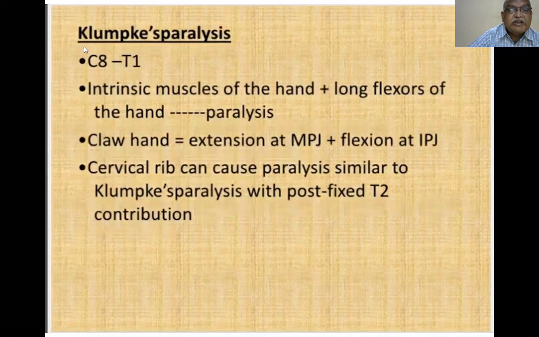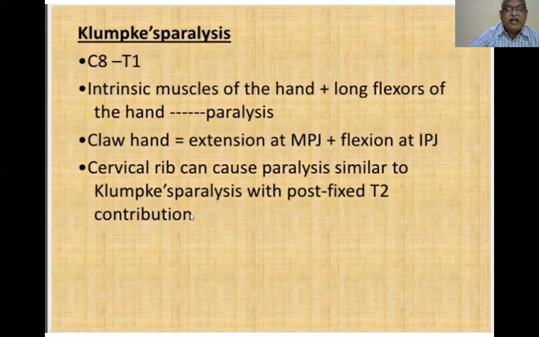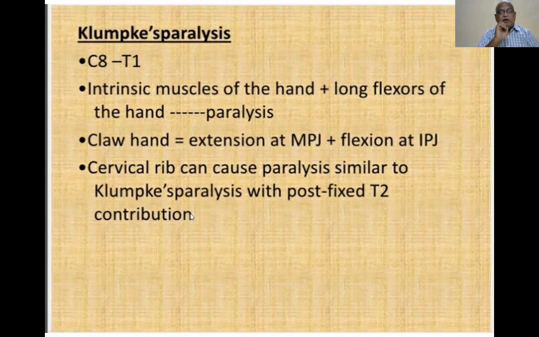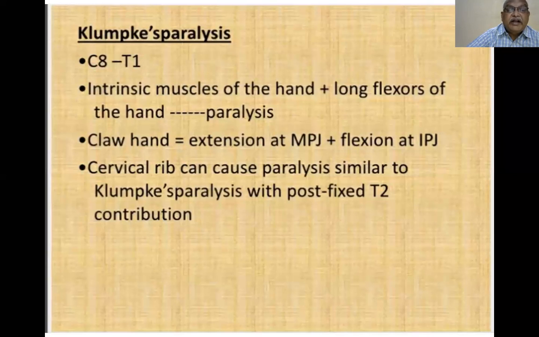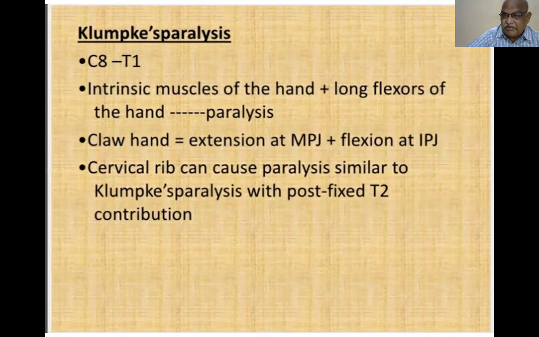Now Klumpke's paralysis, C8 and T1. Intrinsic muscles of the hand and long flexors of the hand are paralyzed, with hyperextension at the metacarpophalangeal joint and flexion at the interphalangeal joint. A cervical rib can cause paralysis similar to Klumpke's paralysis, with post-fixed T2 contribution. So Klumpke's paralysis involves the lower part of the brachial plexus, C8 and T1. The upper part is C5, C6.